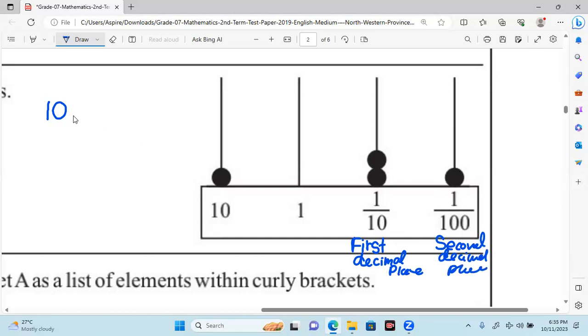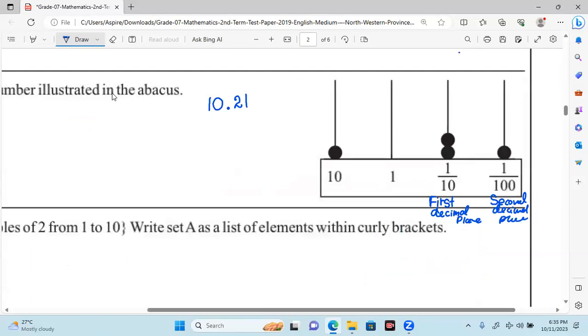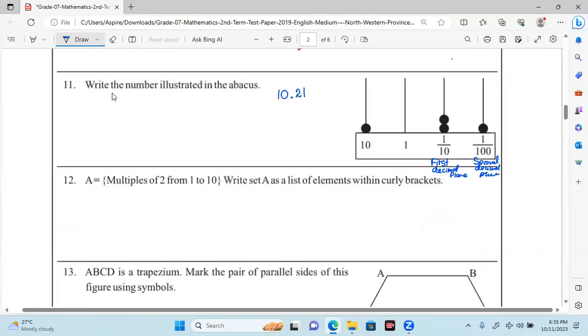Then we have to put the decimal point here. Then we write 2, 10.21. Okay. 10.21 is the answer. Did you understand? You have to write the 1 in the tens place and there's nothing in the ones place. That means it is 0. So before the first decimal place, we have to put the point.